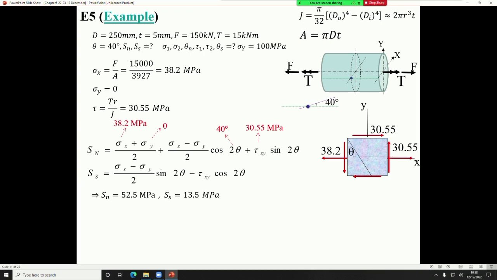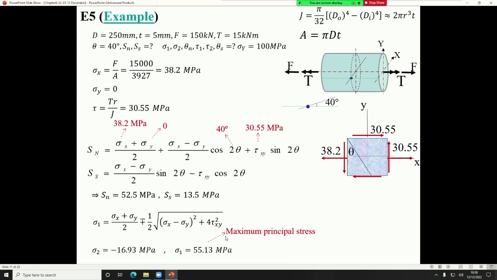So the next requirement is to find out whether it's going to fail based on the Rankine theory. For Rankine theory, we need the principal stresses, maximum and minimum principal stresses. For Tresca, we need minimum and maximum shear stresses. So I look at the formula sheets. I just write sigma 1, because I'm after just the maximum value here. If I substitute the values, this is the answer, 55.13 megapascals. Now, the yield stress of the material is 100. Is this going to fail? No. 55.13 is less than 100, so it doesn't fail.